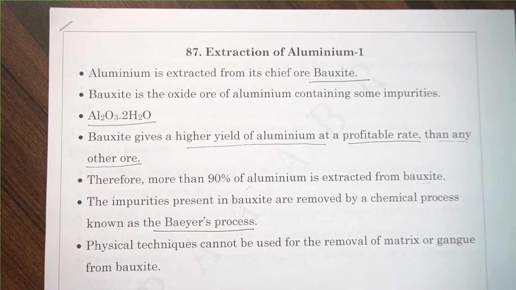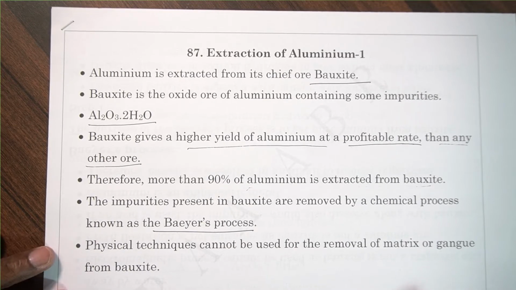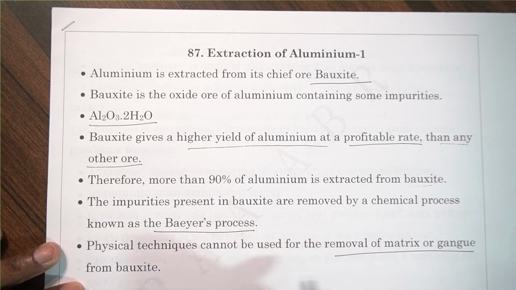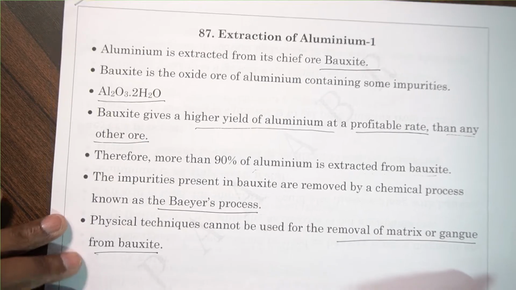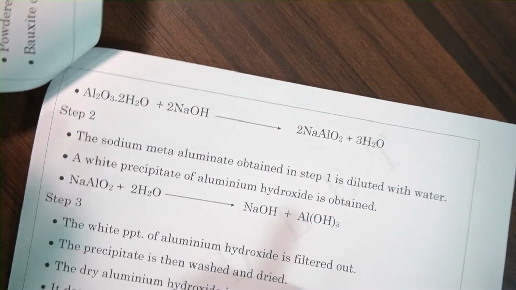The physical techniques that we have discussed, like the hydrolytic process or electromagnetic process and even the froth flotation process, cannot be used here. So removal of matrix or gangue from bauxite will require chemical techniques. Bayer's process, physical processes fail here. So why do they fail? Let us see that before we proceed further.